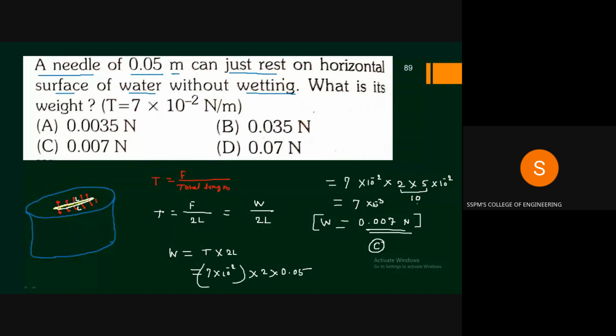So when there is a problem on a needle floating on a liquid surface, we should know the basic formula: T is equal to force upon length. Only in case of a needle, take the length as 2 into L, because two layers of the needle will be in contact with the liquid. And this force is nothing but the weight of the needle, which is supported due to the surface tension of the liquid.